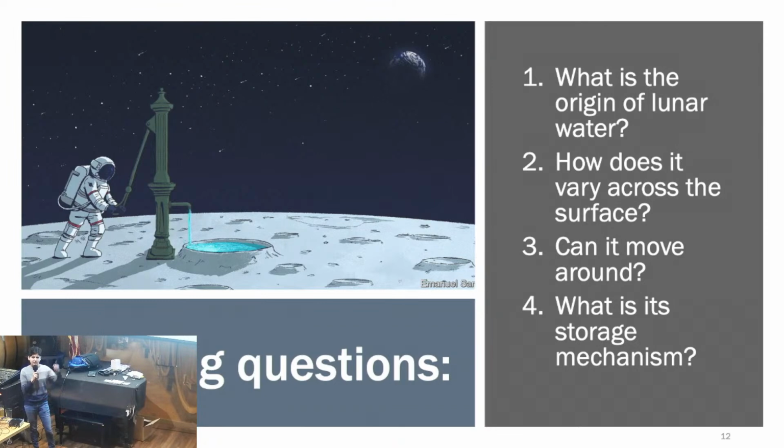Is it uniform everywhere? Is there more at the poles and less at the equator? I don't know. Can it move around? If it gets really hot, is it going to sublimate the water ice and cause it to hop around or maybe just evaporate into space completely? And how is it stored? Is there like a lake or an ocean or something, or is it just little tiny particles on the surface? We don't know. Let's find out.